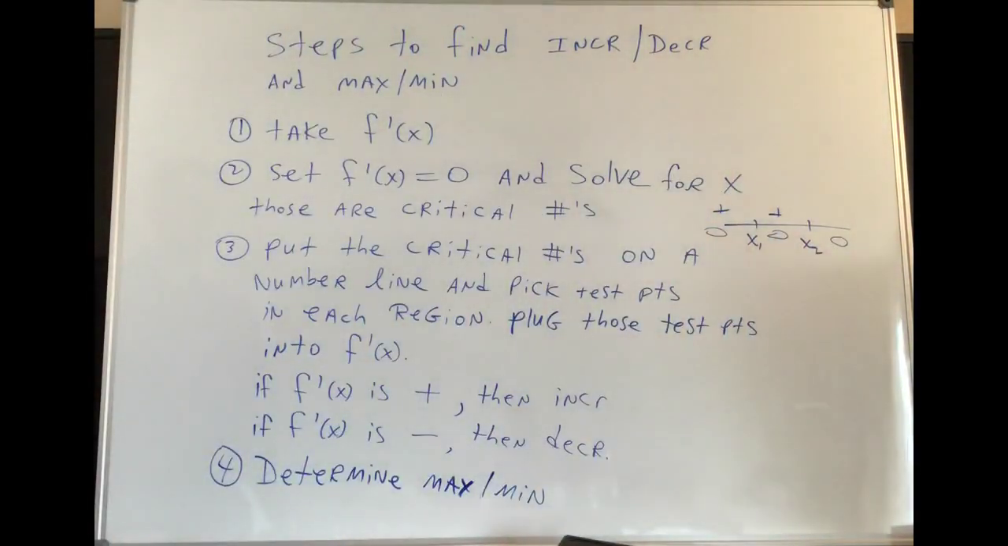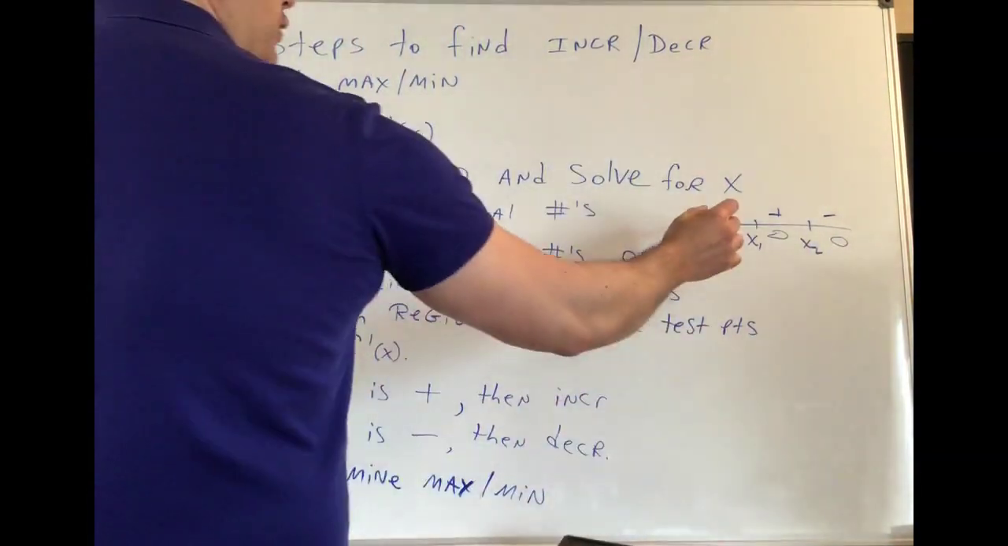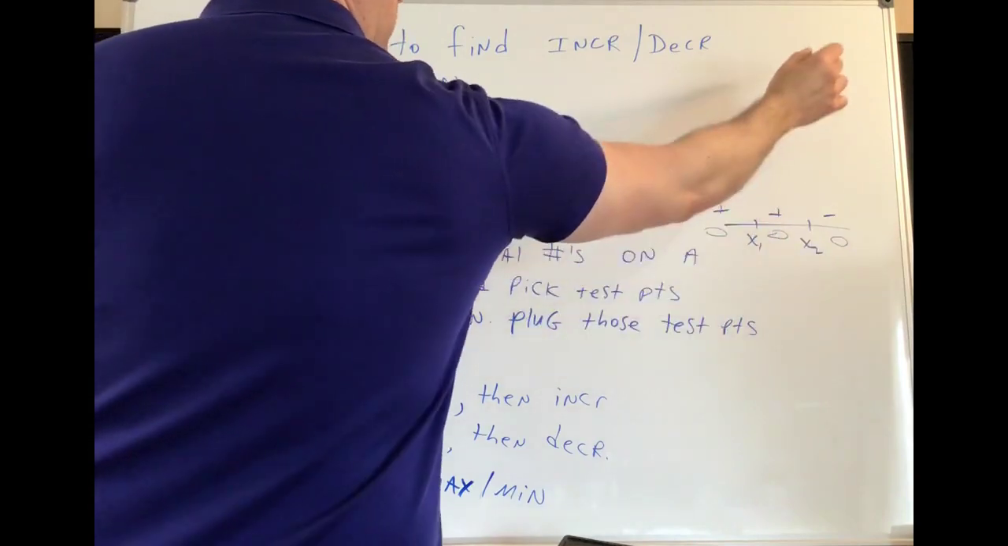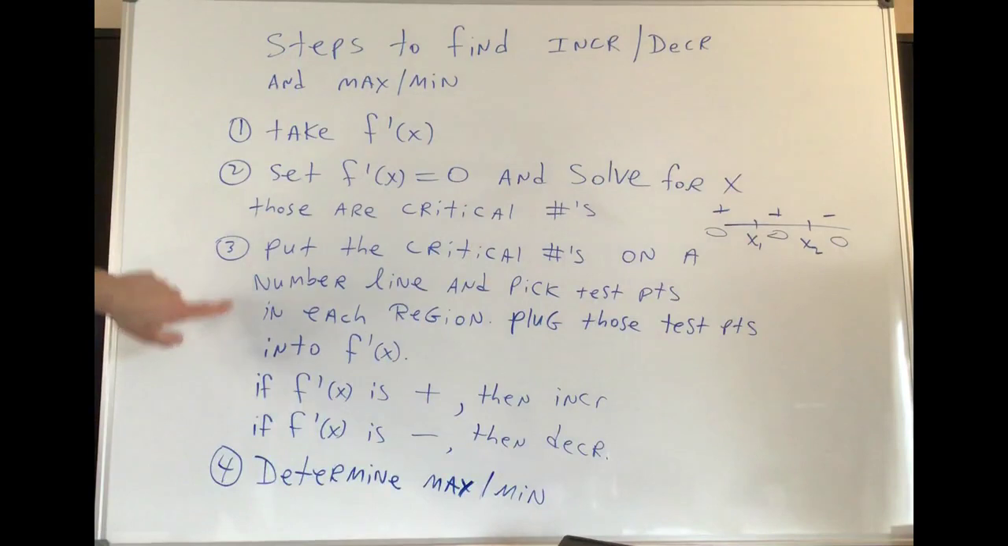the graph is going up. If you plug them in and get a negative, the graph is going down. This graph would be going up, up, down. So you'd go up, up, up, up, down. You'd have a max. There'd be no min there. So this is what you do.